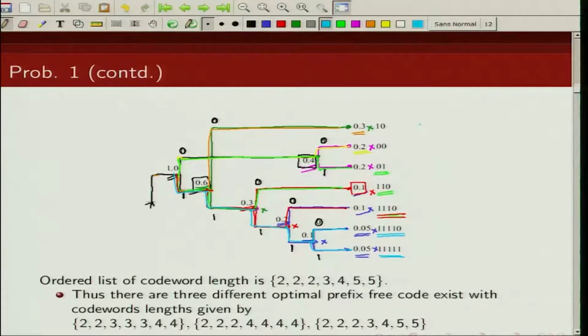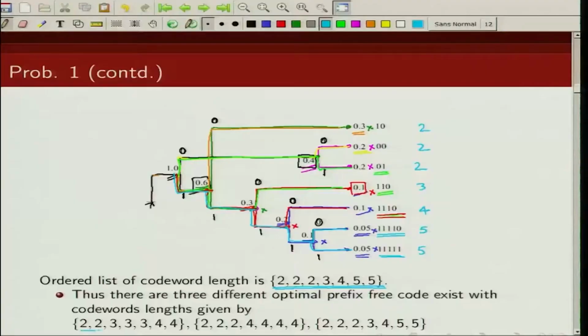So now I have 3 code words of length 2. I have 1 code word of length 3. I have 1 code word of length 4 and I have 2 code words of length 5. So this is also a fundamentally different optimal prefix free code. Please note all these different ways in which we are combining these nodes. We are essentially following the rules of how to create this optimal binary prefix free code.